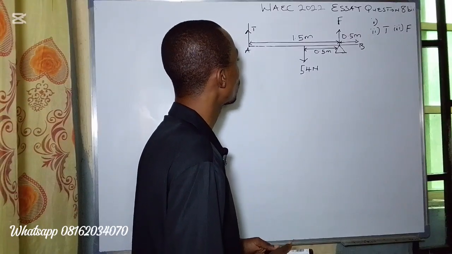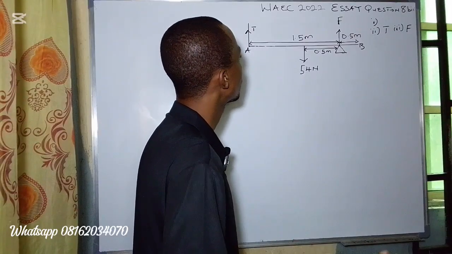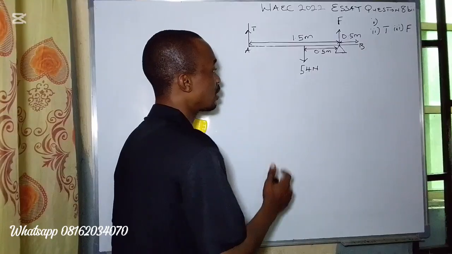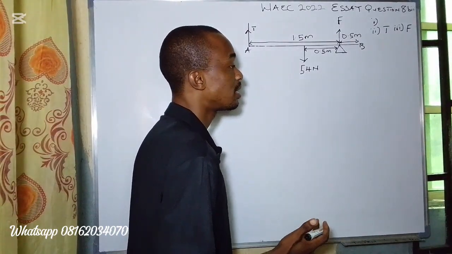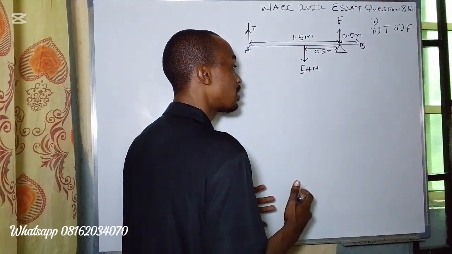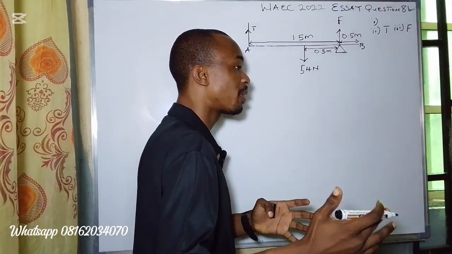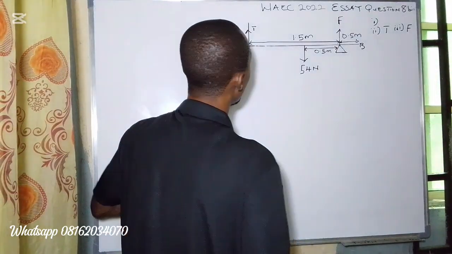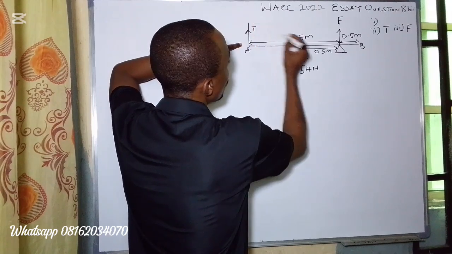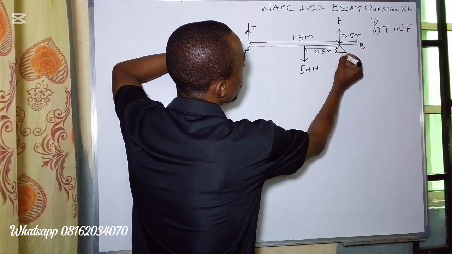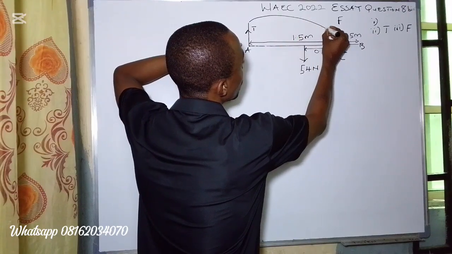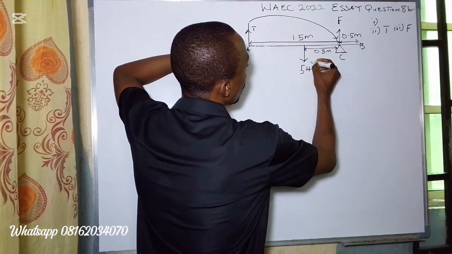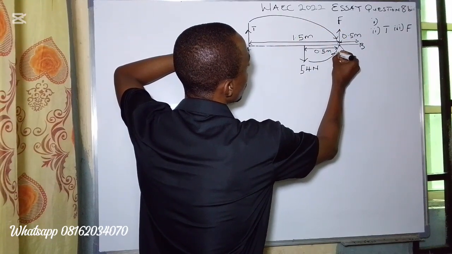So the next thing is for us to find II, the tension. For us to find the tension, we need to take moments, and you need to know the principle of moments. The principle of moments states that the sum of the anticlockwise moments about a point is equal to the sum of the clockwise moments about that same point. So here we take moments about this point. Let me call this point C. I'll draw this to show you I'm taking my moment.